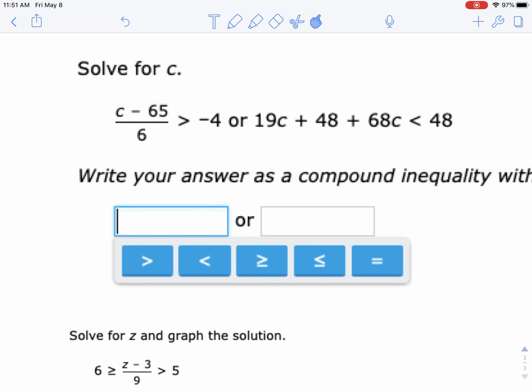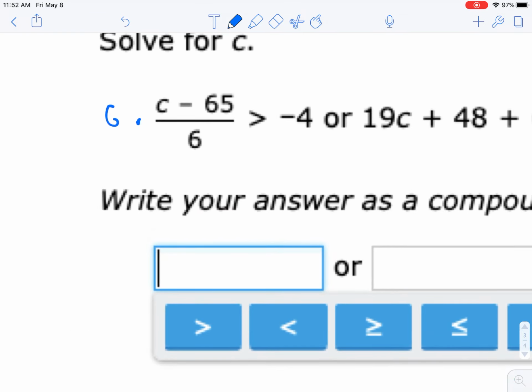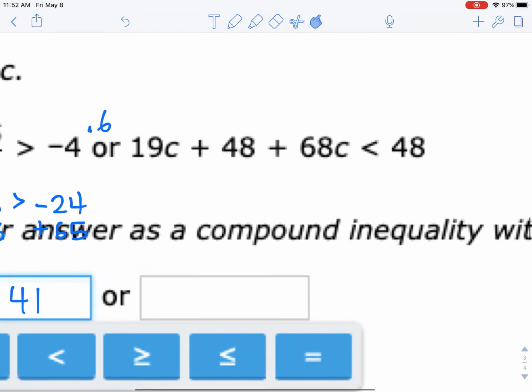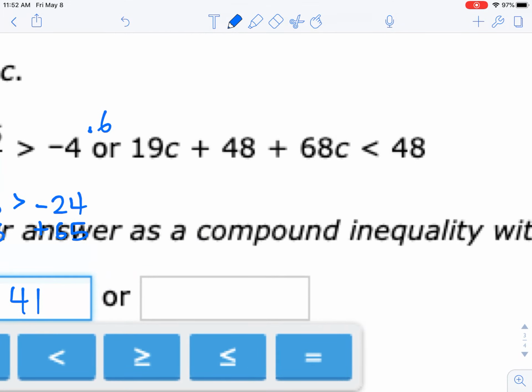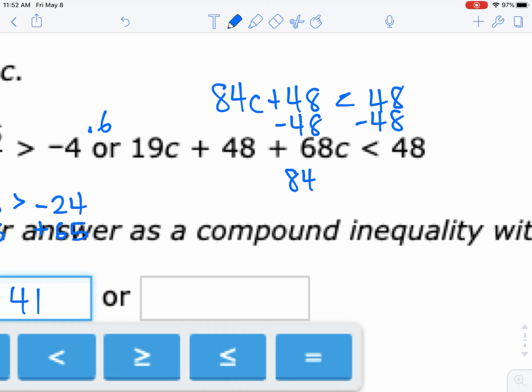Okay, here's an OR. So we solve the left side. Add 65. And you get C greater than 41. The OR side, combine like terms. Subtract 48. Divide by 84, and you just get C less than 0.